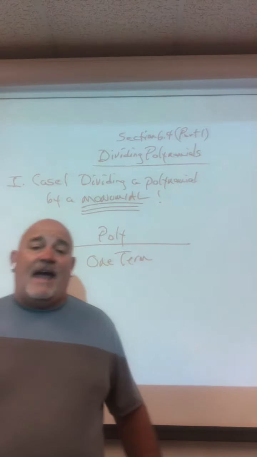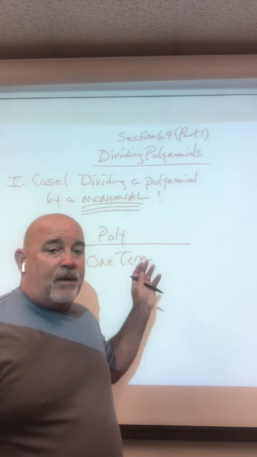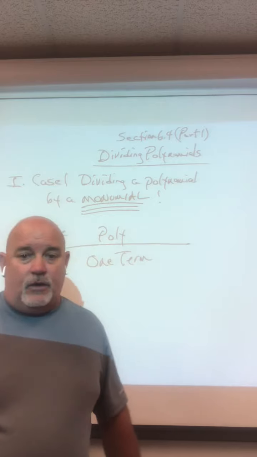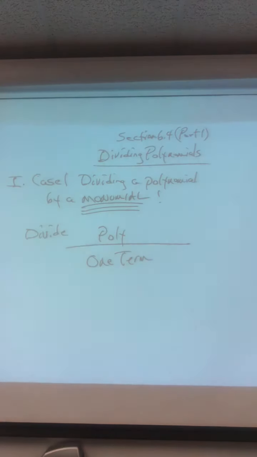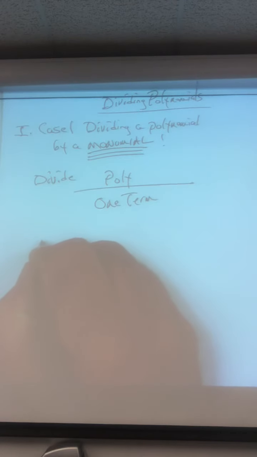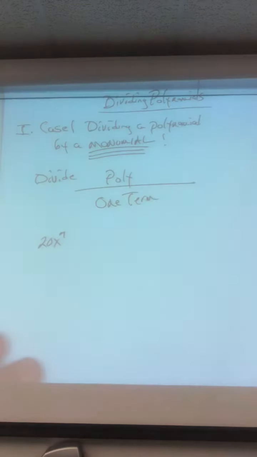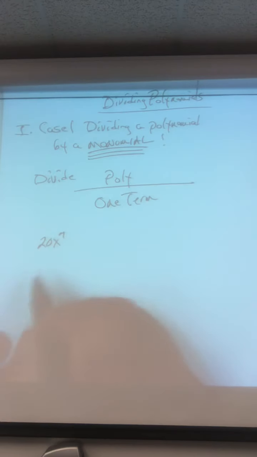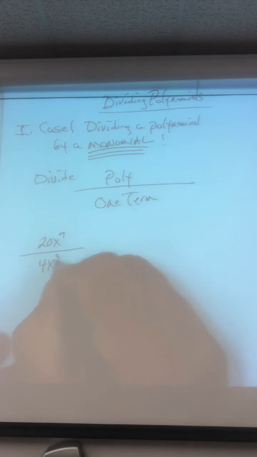Now, we have actually divided polynomials before in here. But here's what we looked at. If I ask you to work out this problem right here, 20x to the 7th, is that a polynomial? Yes. Now, more specifically, it's a monomial, but that's a polynomial. Now, in the bottom, let's put this, 4x to the 3rd.